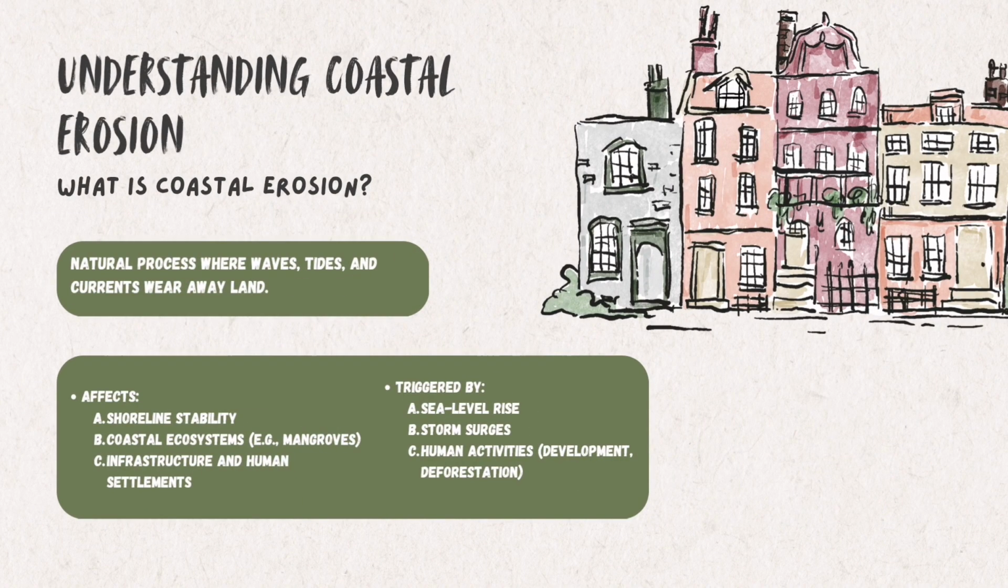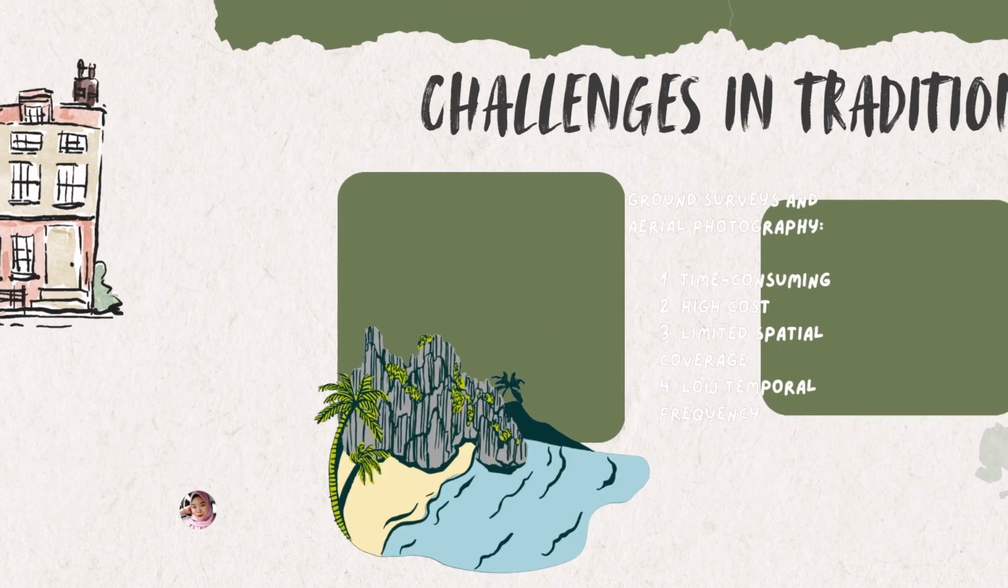In this slide, let me introduce what coastal erosion is. Coastal erosion is a natural process where shoreline materials are gradually worn away by the actions of waves, tides, and currents. This process has serious consequences, including loss of land, destruction of infrastructure, and disruption to ecosystems. In Malaysia, erosion is made worse by rising sea levels, storms, and human activities such as construction and deforestation.